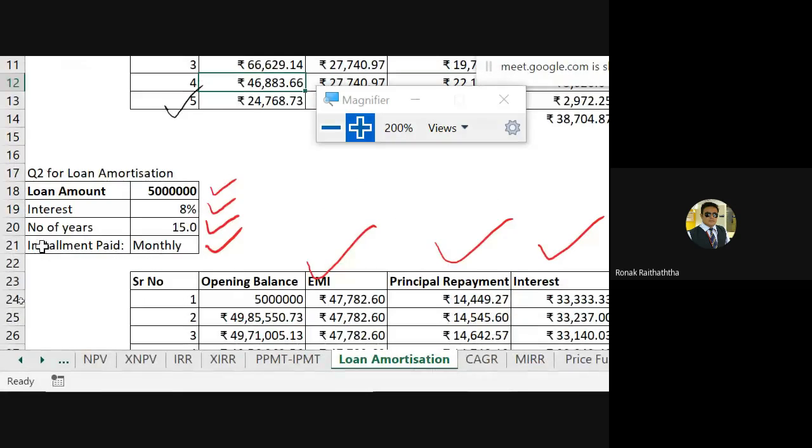Anyway, let's move ahead. Now that was a Chinto kind of a sum. Let's move to the Bahubali kind of a sum now. Here we have the loan amount of 50 lakhs. Interest rate say 8%. Number of years will be 15. And installment will be paid monthly. Now let's take it as the example of a home loan. When you take a home loan, you pay the installment on a monthly basis, right? So can someone tell me what will be the total number of periods for which we'll be making the installment payments?